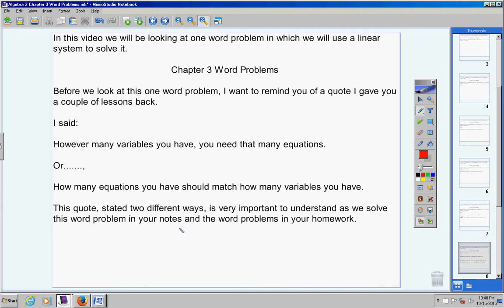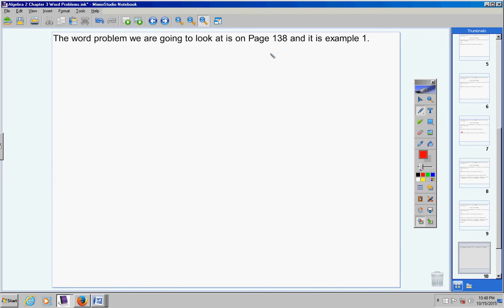Now, this quote, stated two different ways, is very important to understand as we solve this word problem in your notes, and also as we solve the word problems in your homework. So here we go. In your notes, I would make note that we're going to look at page 138, example number 1. I would actually write down page 138, example 1. That way you know where the problem comes from, and you don't have to stop and copy this entire thing down.